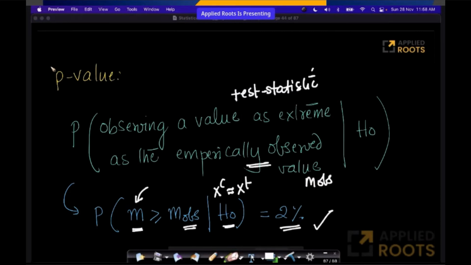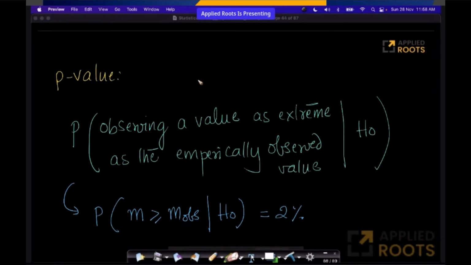This probability value is often referred to as the p-value. That's what it means. A lot of people have confusion about the p-value. The p-value is the probability of observing the test statistic value, let me write it, as extreme as what we empirically observed under the null hypothesis. When I say under the null hypothesis, what I mean is, in the world where the null hypothesis is true, in that world, what is the probability of observing this extreme value?